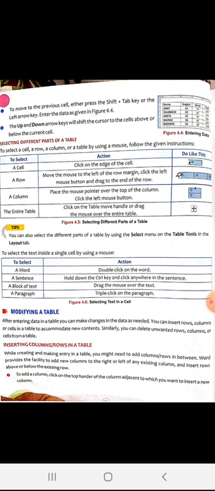To select the text inside a cell, if anything is written in a cell, by using a mouse, if you want to select a word, then you have to double click on the word. If you want to select a sentence, hold down the control key and click anywhere in the sentence. A block of text, drag the mouse over the text. A paragraph, triple click on the paragraph. So in this way, you can select text in a cell.